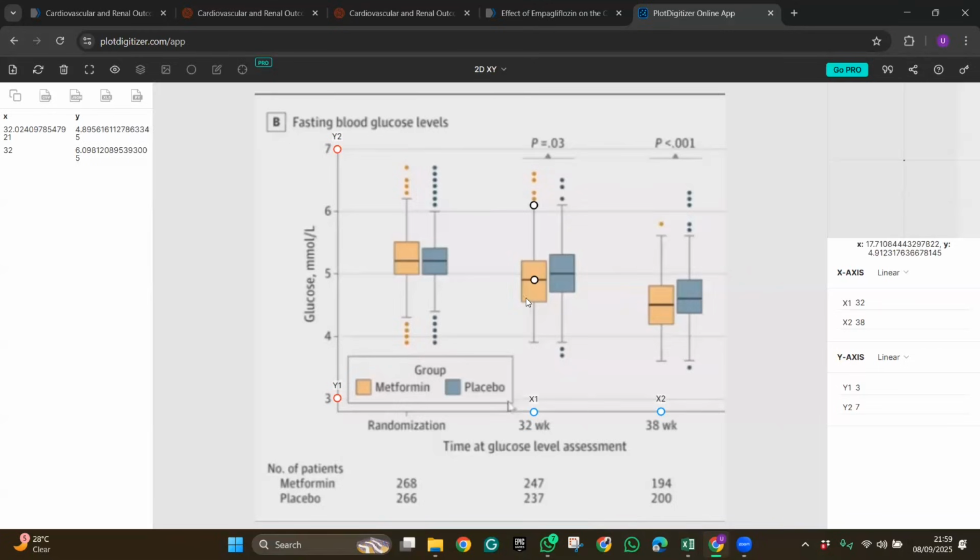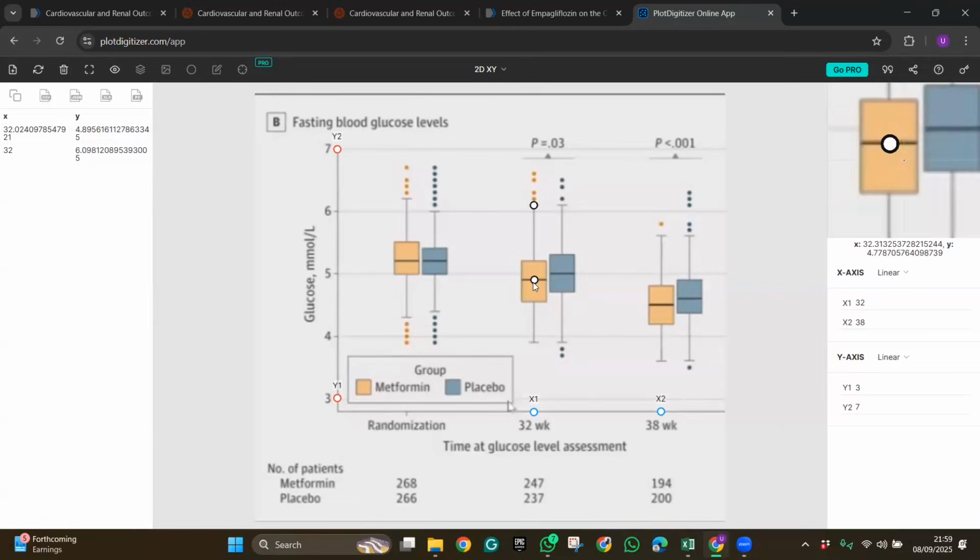What I did was that I placed the cursor at exact 32 weeks for the metformin group and got the y value for it. Then I went to the upper limit. If I subtract the mean from the upper limit, I get the standard deviation, right? When you're entering data, you need three things: mean, standard deviation, total. So I need to find the standard deviation.